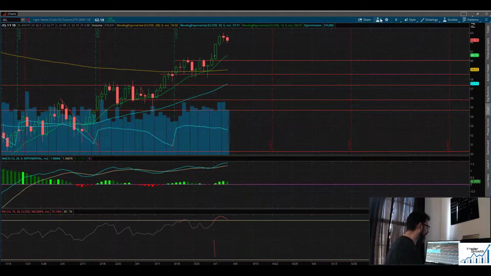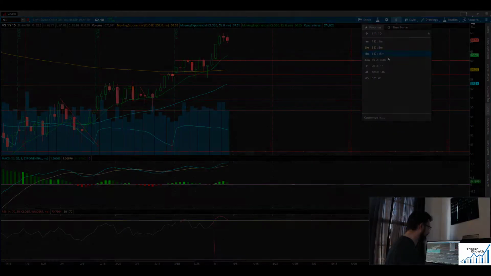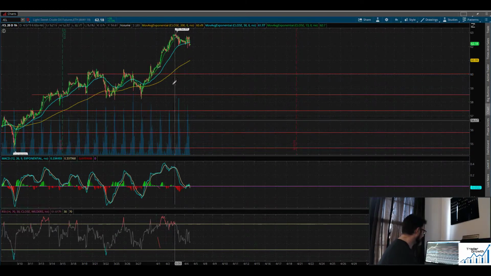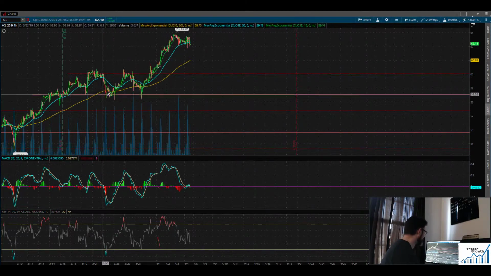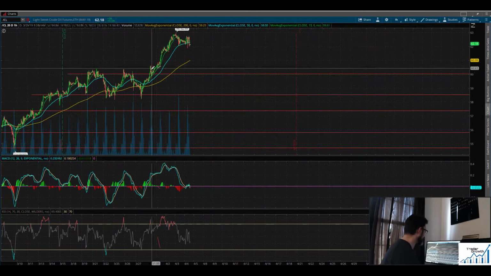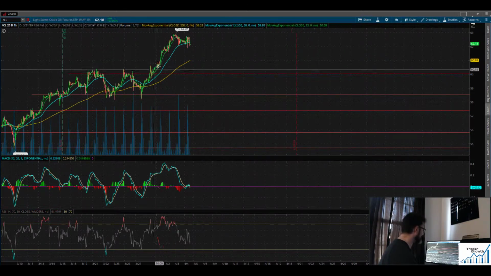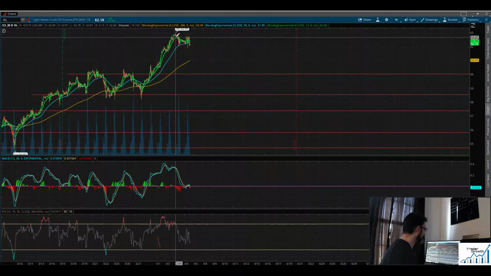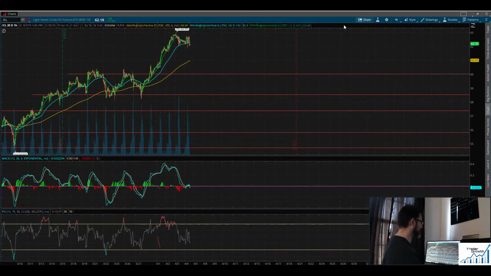Let's jump into the hourly chart and see what we're talking about. On the hourly chart, if we go back to the range that we were trading in, which is here, you can see we've broken out to the upside with incredible momentum. Price is following a fast moving average the entire way up. This is the hourly chart.